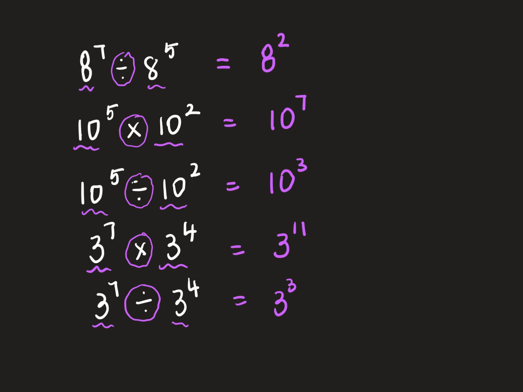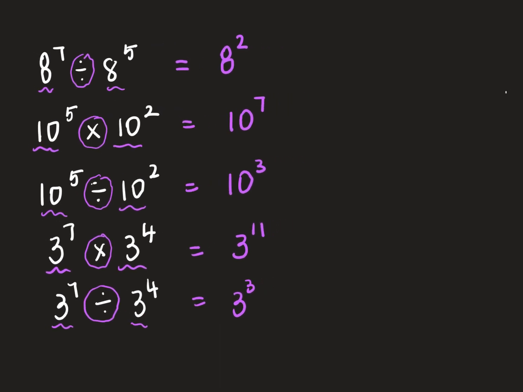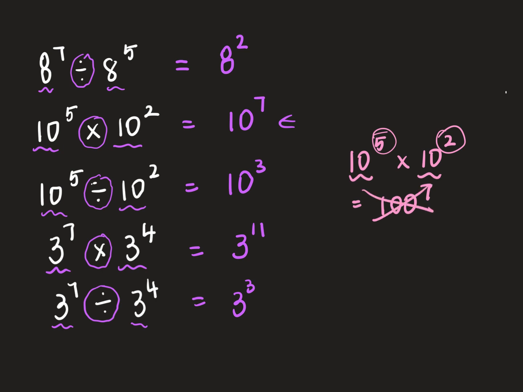Now I want to tell you something that I've seen go wrong in my class. Let's take this one here. I've got 10 to the power of 5 times 10 to the power of 2. And I've had students say, oh, well, I know that 10 times 10 is 100, so I'll write that there, and 5 plus 2 is 7. Is that right? No, it is not right. The bases are the same. I'm multiplying the terms, so when I'm writing my answer, my base stays the same. It is still 10, and then I just add the indices. 5 plus 2 is 7.